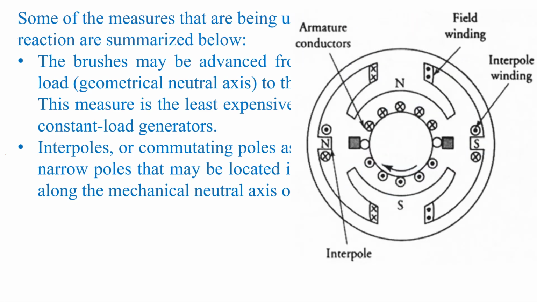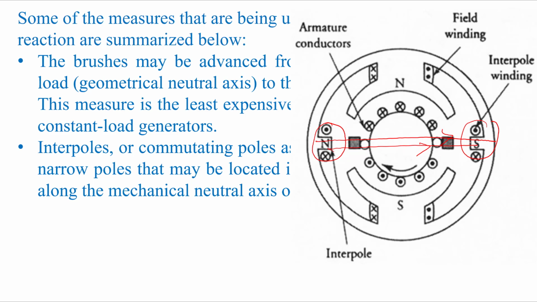So this is how we can place the interpoles. You can see here, this is one pole, this is one pole, this is north and south, right? Now whatever flux will be produced by the armature will pass through this, north through south. Now the windings of the north and south interpoles will be connected in series with the armature. As soon as we connect the load, the same current will flow through the interpole as well as the armature, right?